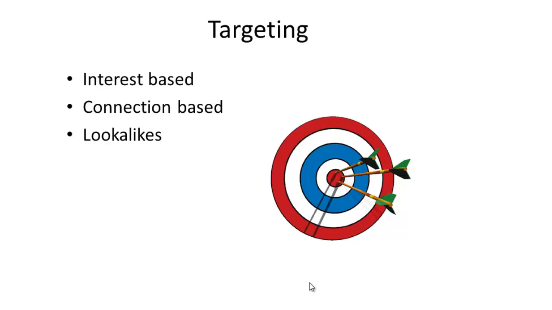Connection-based targeting is basically like when you've seen an ad and you see that so-and-so person likes this page, so-and-so person likes so-and-so page. That's connection-based kind of targeting. So you target people who are friends of people who have liked or interacted with your pages, correct?